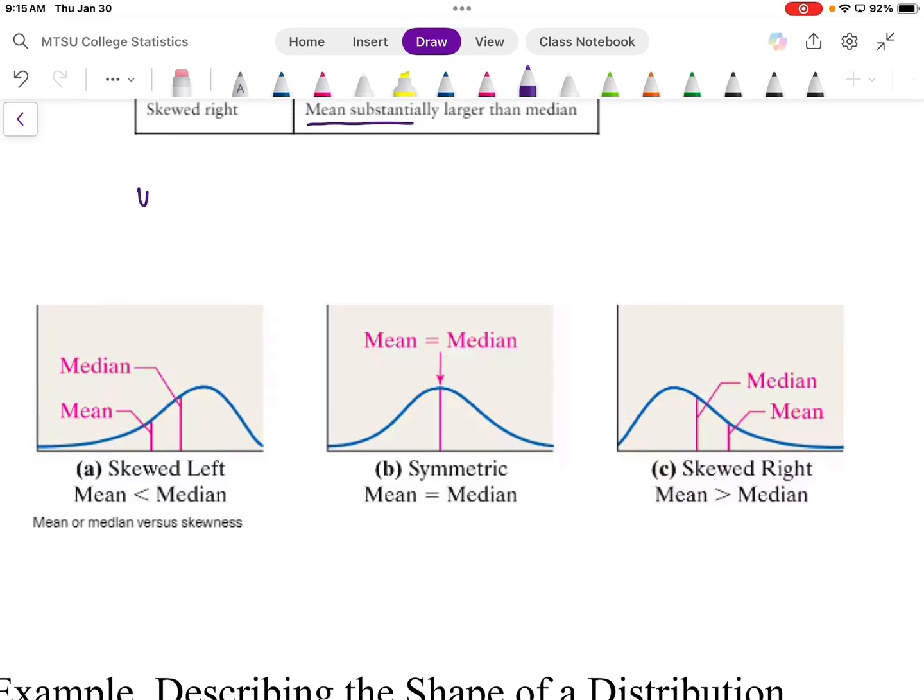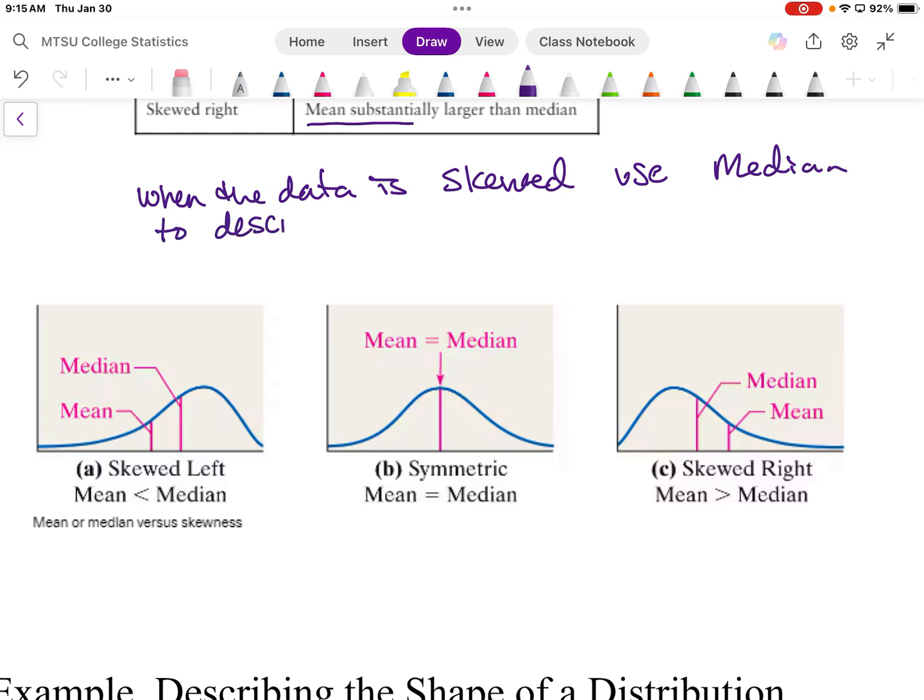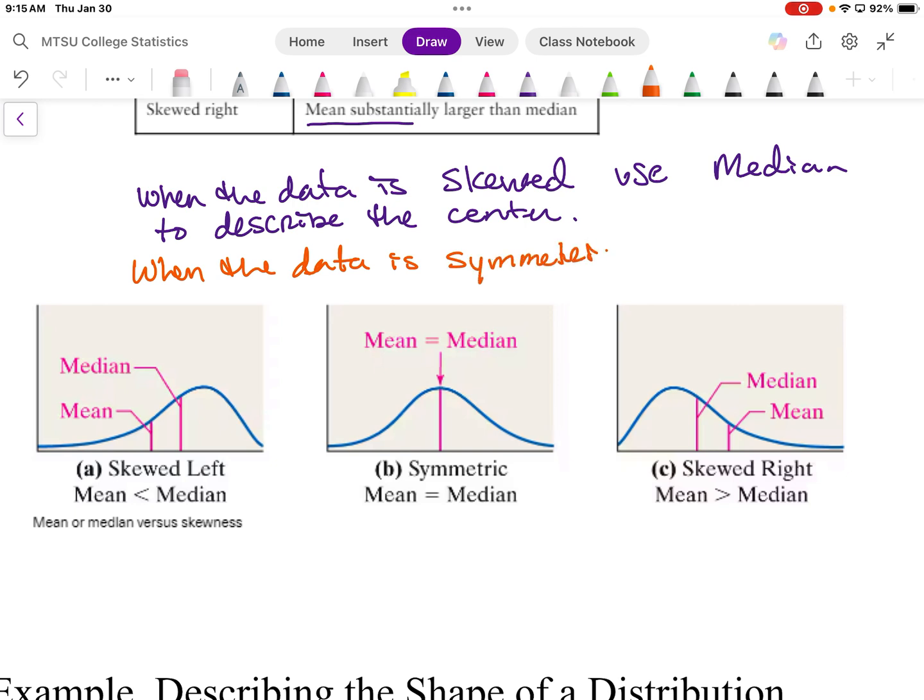And if you want to add this note here: when the data is skewed, doesn't matter the direction, use the median to describe the center. And then when the data is symmetric, use the mean to describe the center.